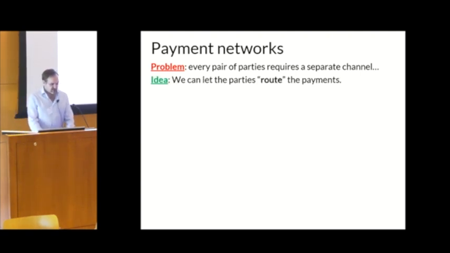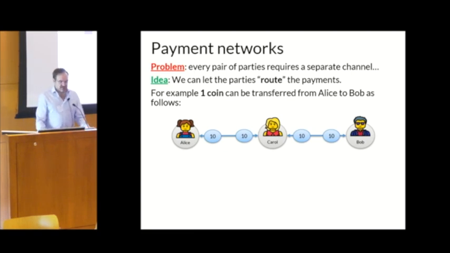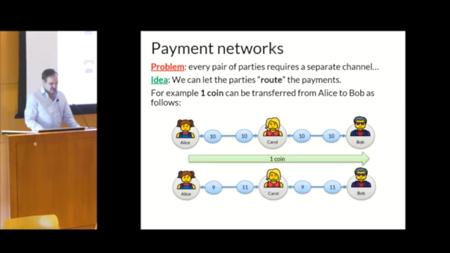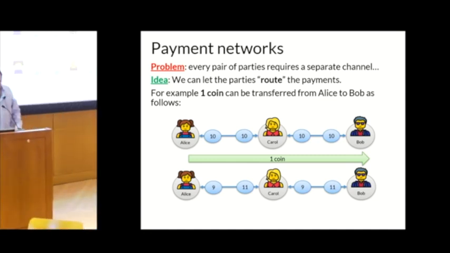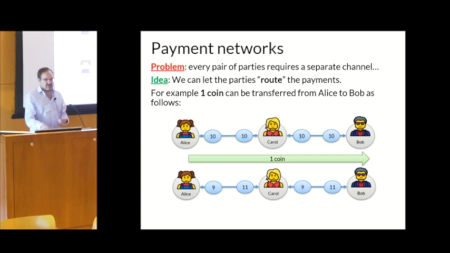Channels can be combined in networks. The problem in the description from the previous slide is that every pair of parties needs a separate channel. So the idea of payment networks is that we allow the parties to route the payments between each other. For example, Alice can transfer one coin to Bob, even if she doesn't have a channel with Bob, by using some intermediary Carol. Say Alice has 10 coins in the channel with Carol, and Carol has 10 coins in the channel with Bob. This transfer can be done like this: Alice will transfer one coin to Carol, resulting in the balance 9 11, and Carol transfers one coin to Bob, resulting in the balance 9 11. So the sum stays, of course, the same, but the balance changes.